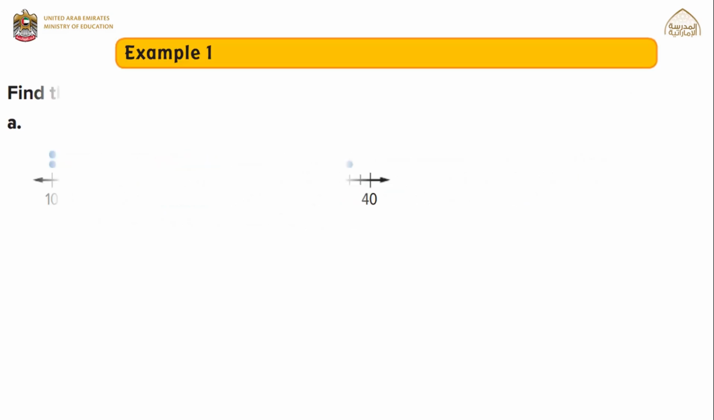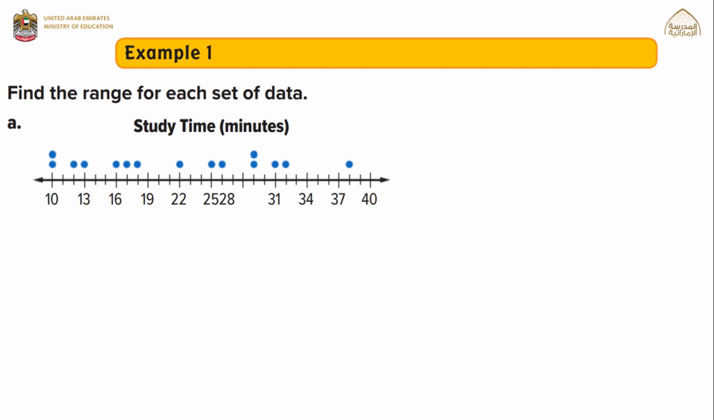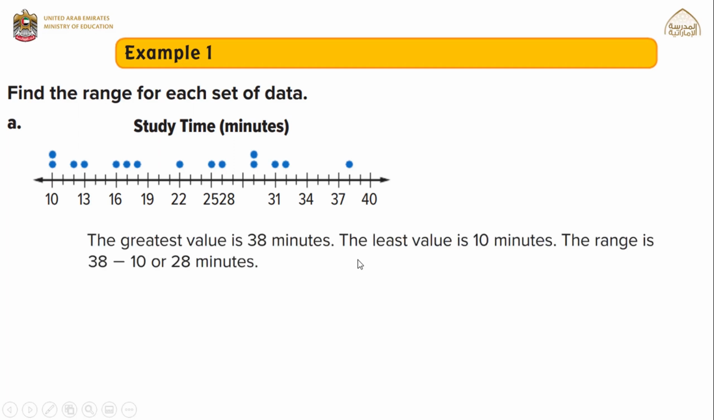Example 1. Find the range of each set of data. A. We have a graph here, and on this graph we can see that the least value is 10 and the greatest value is 38. So the range is the greatest minus the least. So it's 38 minus 10, which is 28 minutes.